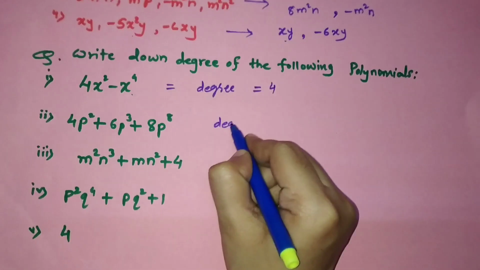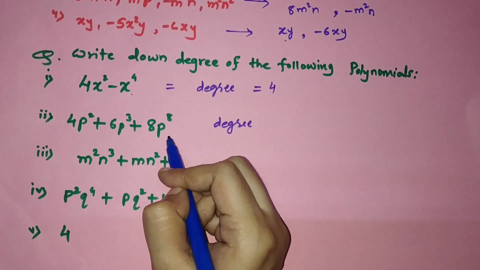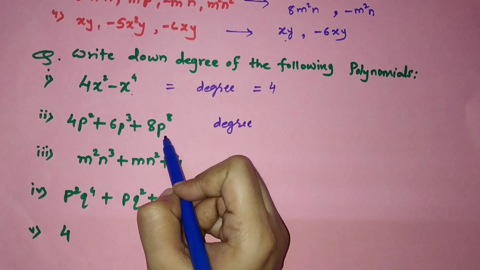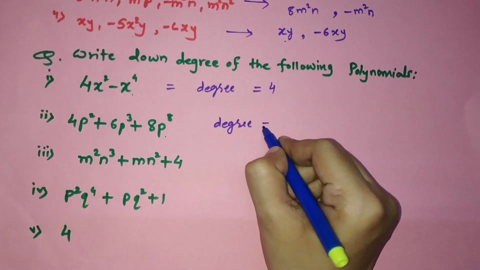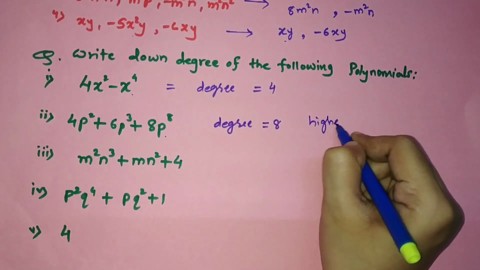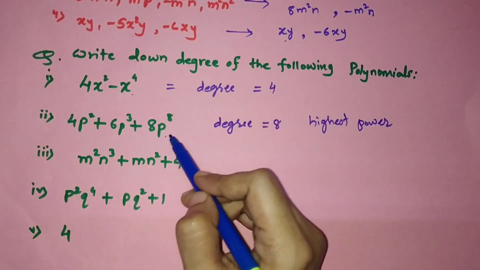And in this polynomial, if you check, it is a polynomial in terms of p. Here is p to the power 2, p to the power 3 and here is p to the power 8. So the highest power is 8. So we call degree the highest power of a particular variable.